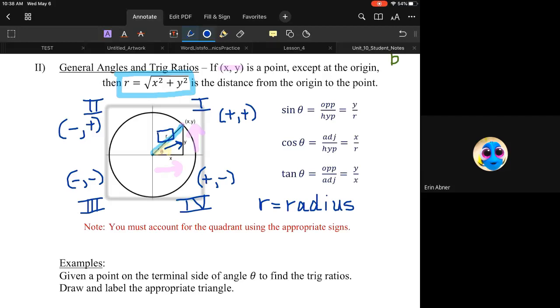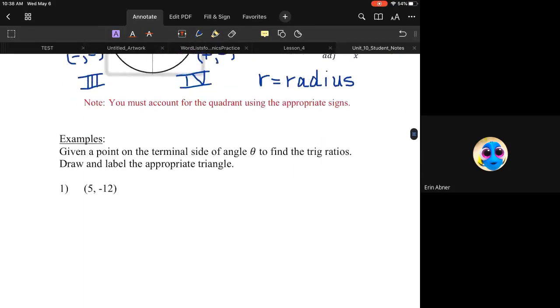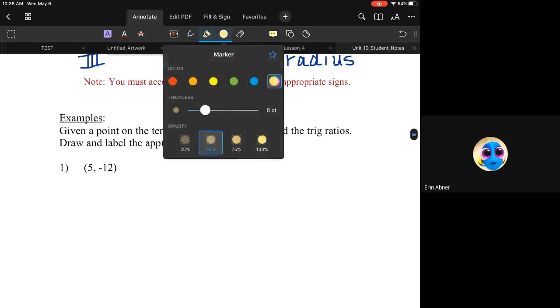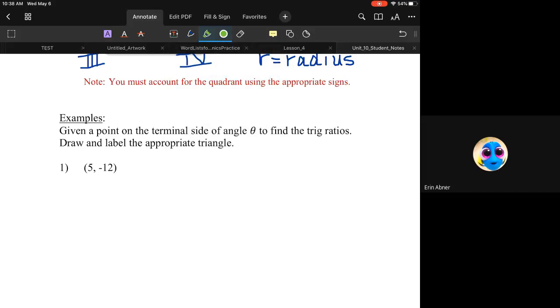Now they're going to give us a point, and they want us to do this with it. So let's take a look. Make sure that you account for your quadrant so that you have the appropriate signs. We always consider our quadrant when we are graphing this stuff or looking at what sign our points are, if they're just giving us points, how it plays out.